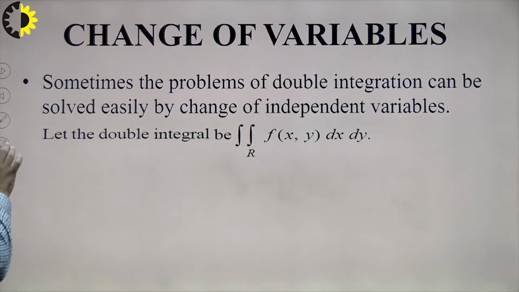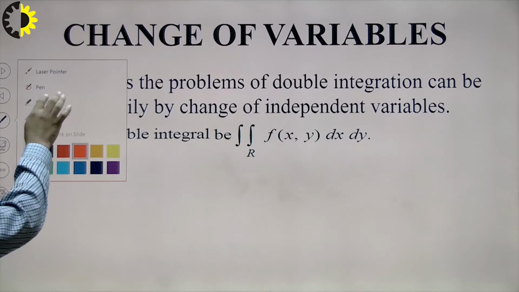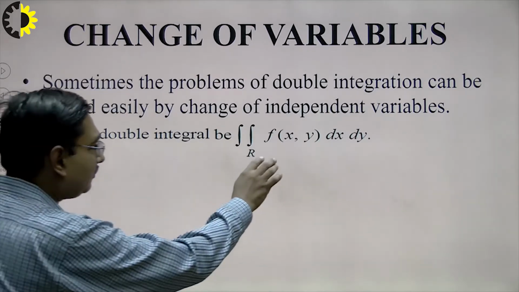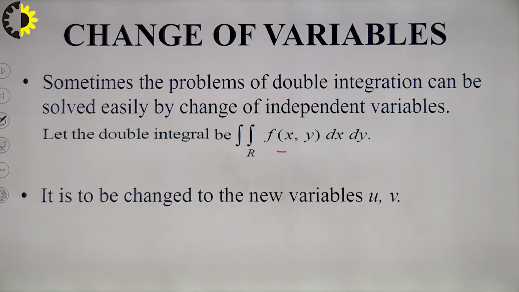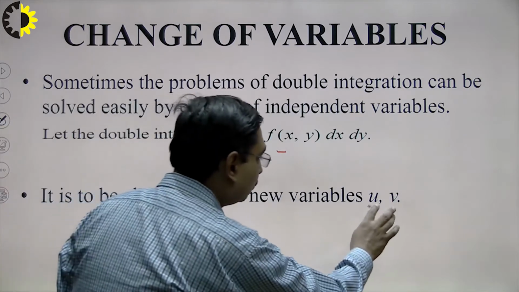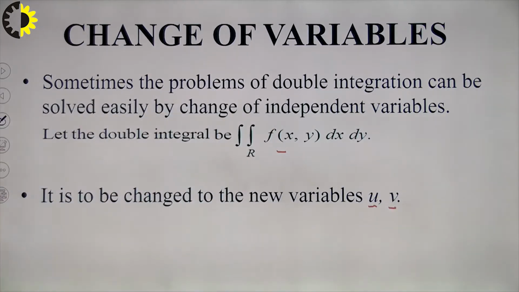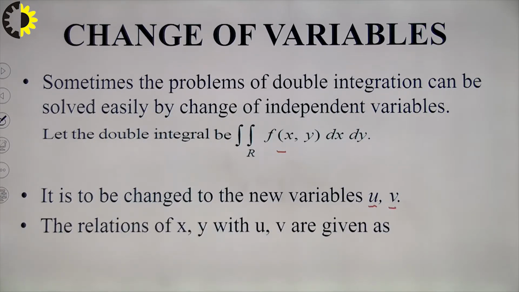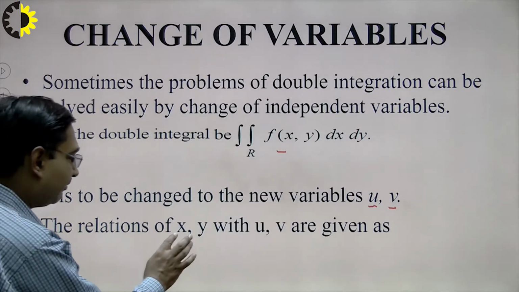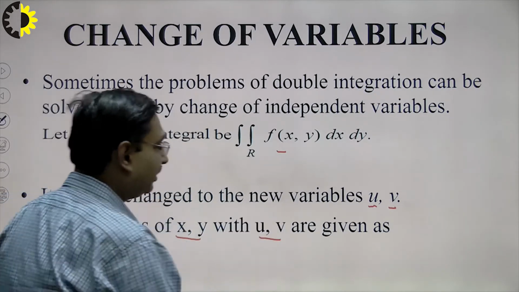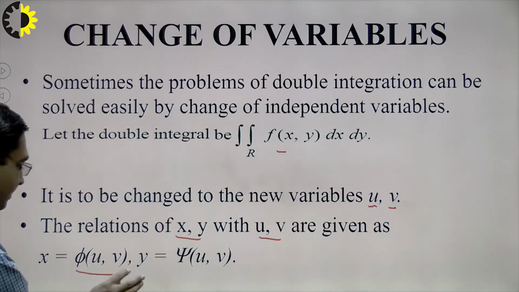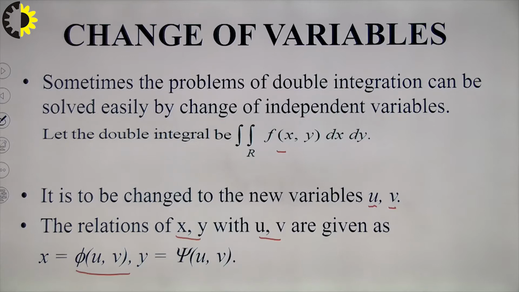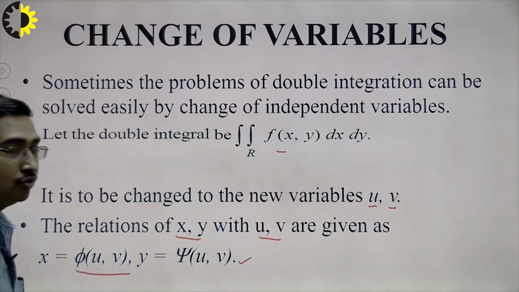Let the double integral be the integral over R of f(x, y) dx dy. It is to be changed to new variables u and v. For conversion, the relations between x, y and u, v are given, and these relations are, say, x equals phi(u, v) and y equals psi(u, v).